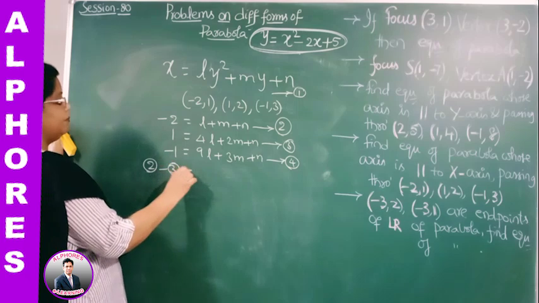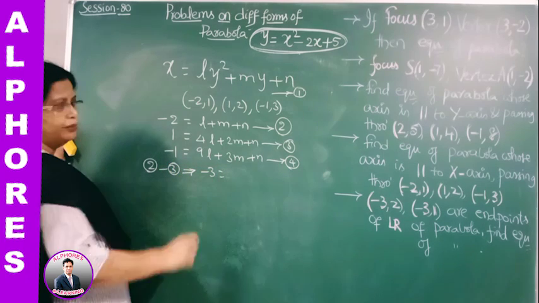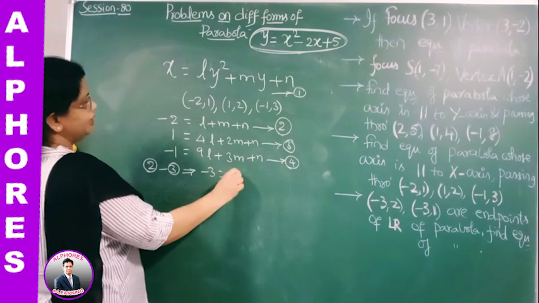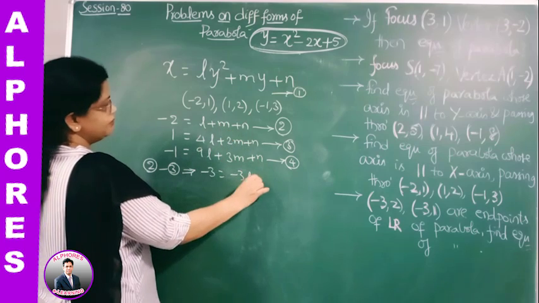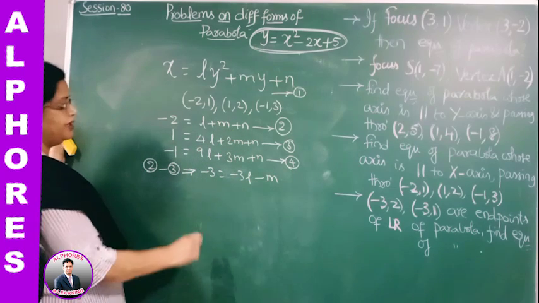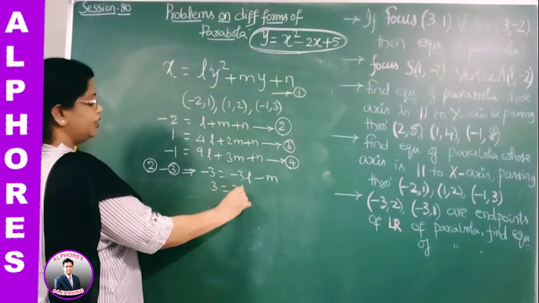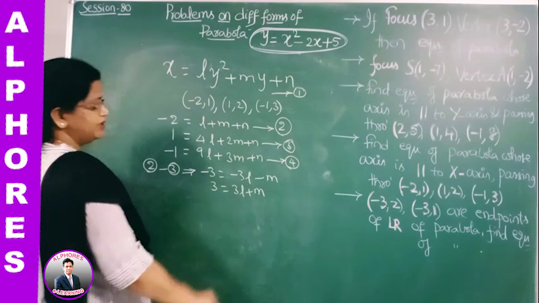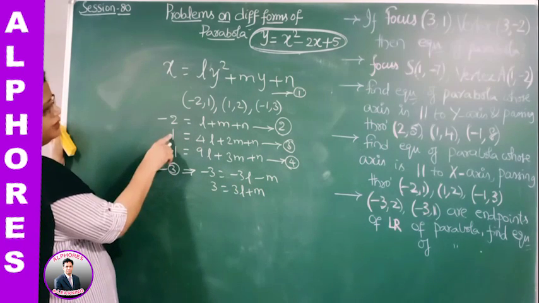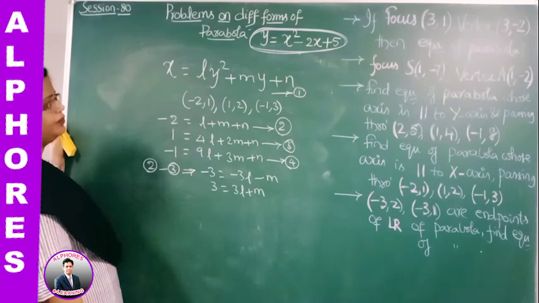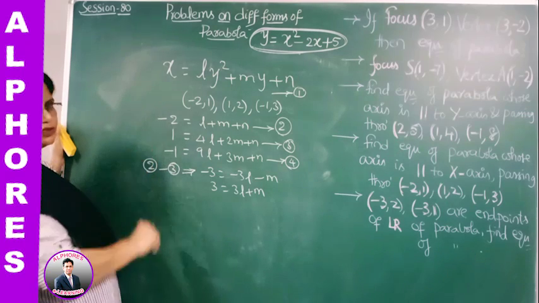2 minus 3 implies minus 3 equal to, and here this is minus 3L and this value is minus M. That implies you can write it as 3 equal to 3L plus M. So this is one equation you got, and the other one you can take 3 minus 4, or you can take 4 minus 2 also.